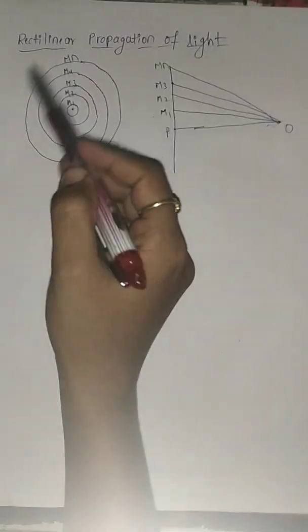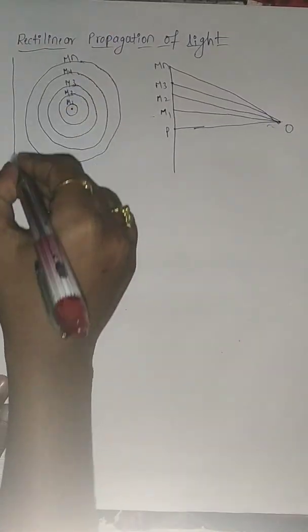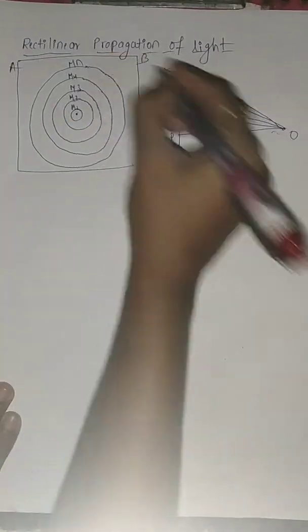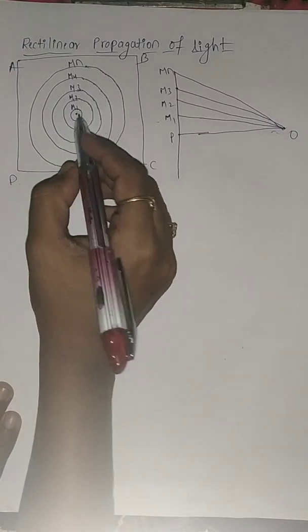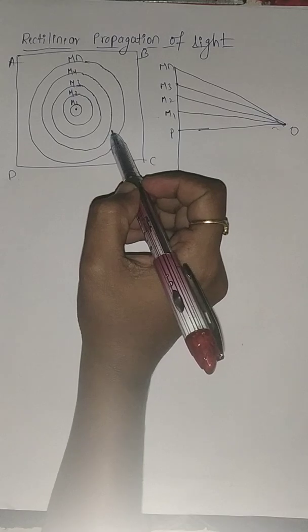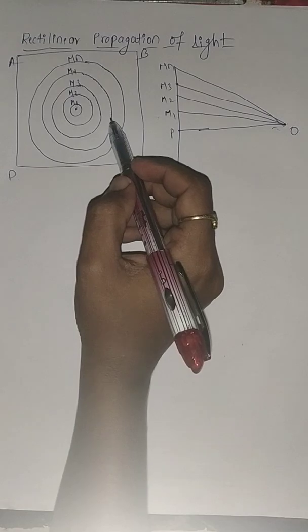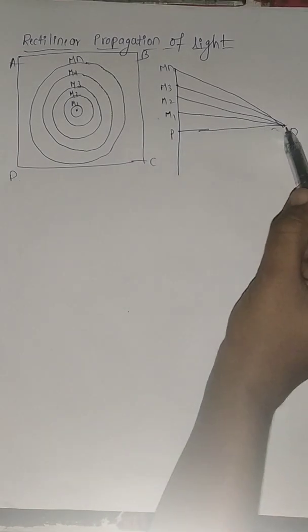According to Fresnel, a wavefront must be divided into many zones. This is the wavefront I am having. Let me take the wavefront as A, B, C and D. Now I have divided the wavefront into many circles here: M1, M2, M3, M4, Mn. We are making these circles, meaning we divide the wavefront into many circles called zones, because we are going to get a resultant effect at a point P.